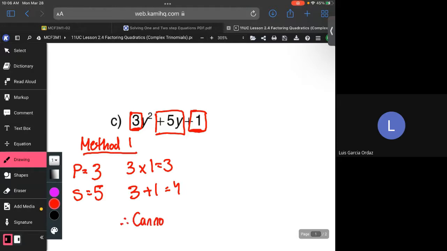No, you leave it as is. Whenever you can't factor, you leave it as is. And the P is the first number multiplied by the last number. And then your S is your middle number. There's an example here that's not possible. So it's the first number multiplied by the other. So yeah, not factorable.